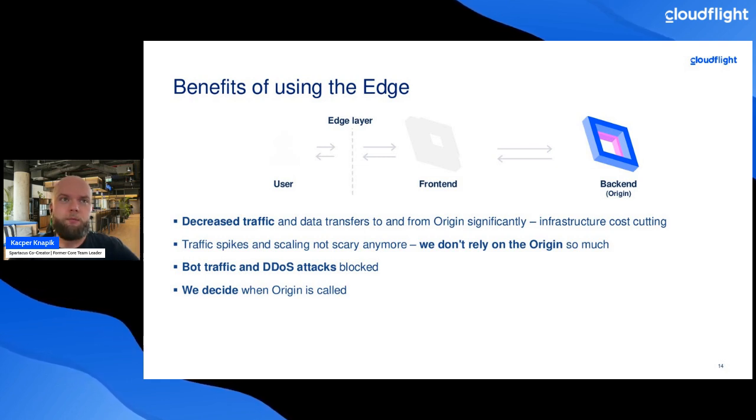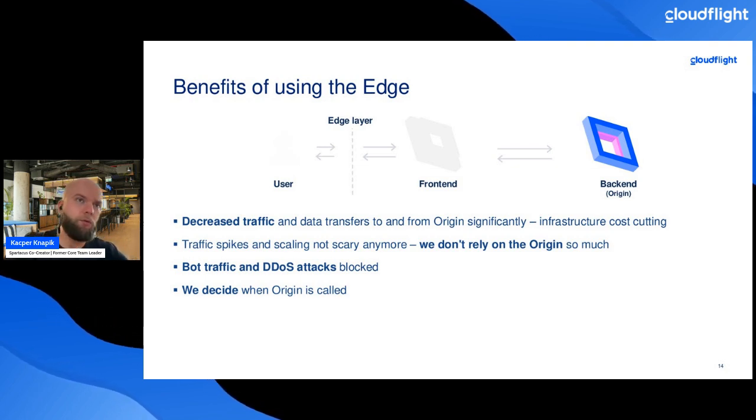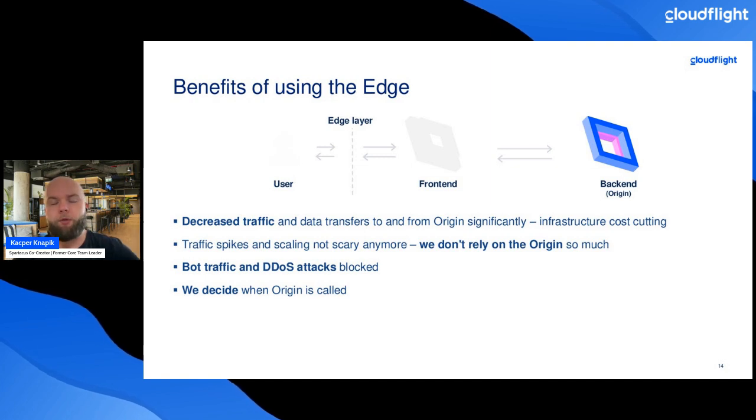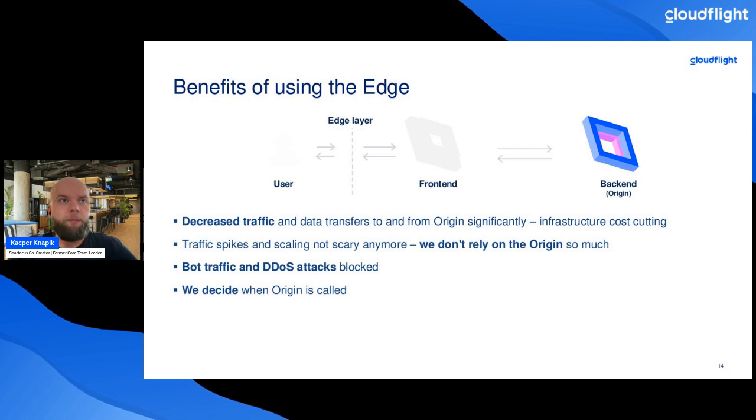Then traffic spikes and scaling are usual problems. Since we don't rely on the origin so much, we don't have to worry about it. If we have high traffic, our server, the origin, can be overwhelmed, because suddenly we have 5 times more traffic than usual and the server is basically not keeping up. But with the edge, we don't have to worry about that. And similarly to scaling, we really don't have to worry about the performance of our origin so much, and we really take the data from the edge.